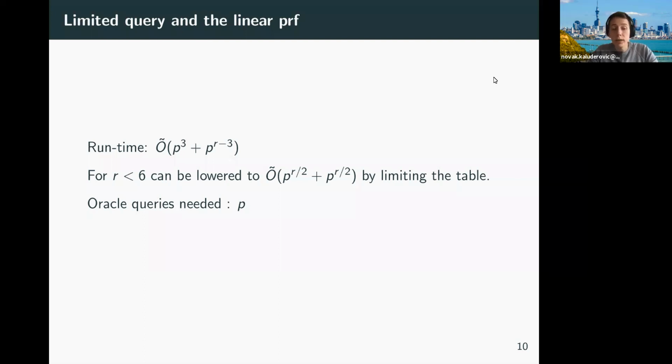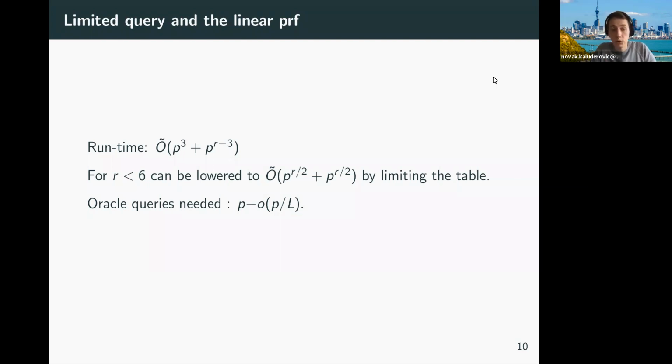How many oracle queries do we need in order to create a p cubed table? Well, as we said previously, we needed p oracle queries. Now, it's not hard to convince oneself that if we have slightly fewer queries, we can still obtain somewhere around p of p cubed sequences from that. So if you have p minus o(p over L) oracle queries, we can still reach this p cubed plus p to the r minus 3 runtime.